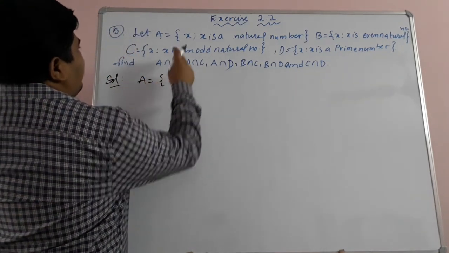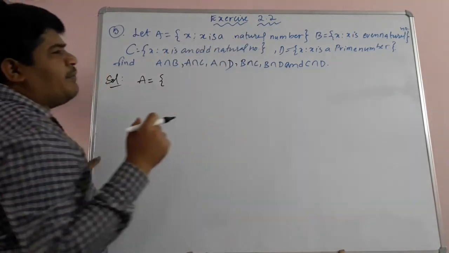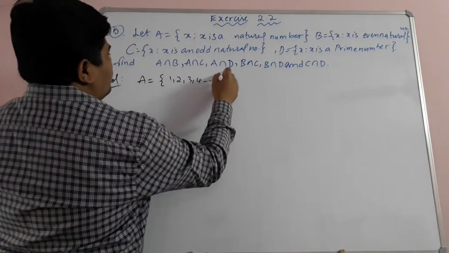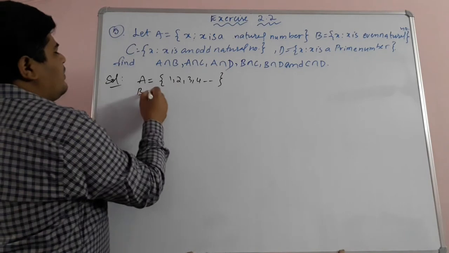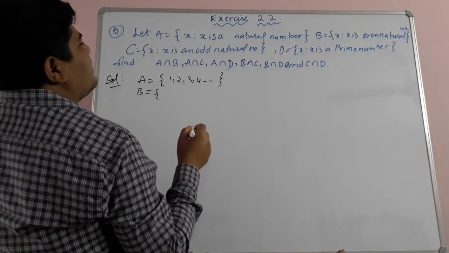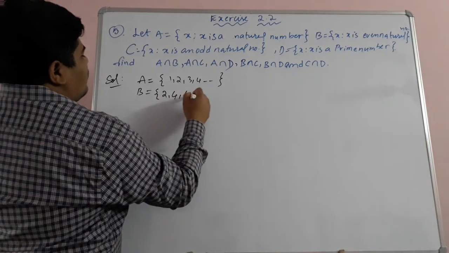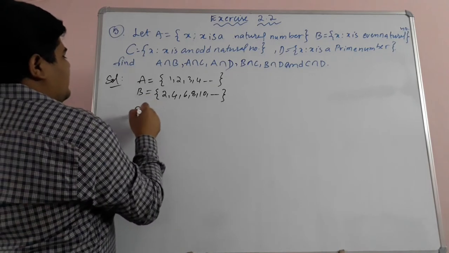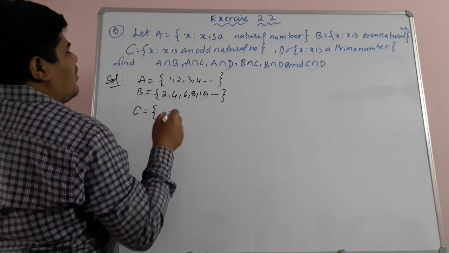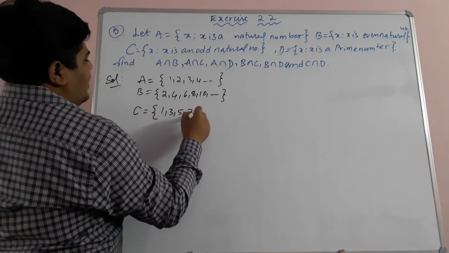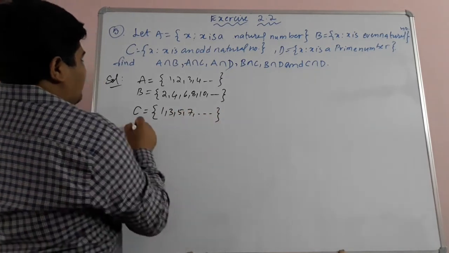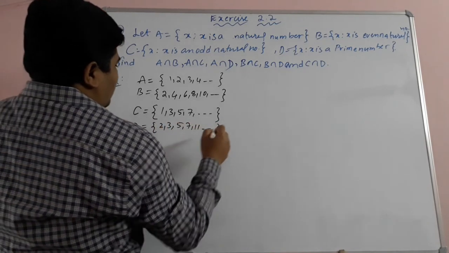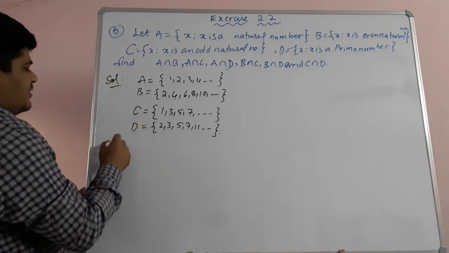A is equal to x such that x is a natural number. So what are the natural numbers, children? 1, 2, 3, 4, and so on. This is set A. What is set B, children? x such that x is an even natural number. What are the even natural numbers? 2, 4, 6, 8, 10, and so on. Next is C. C means x is an odd natural number: 1, 3, 5, 7, and so on. Now what is D, children? D is the prime numbers: 2, 3, 5, 7, 11, and so on. Now let's see how to find A intersection B.